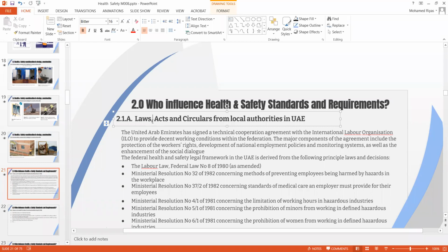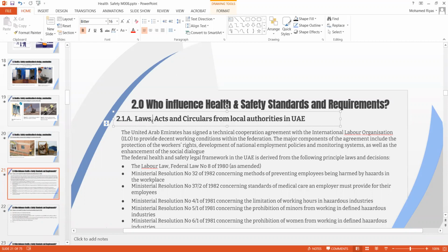And the fourth category who can influence the health and safety standard is the management of any company, including the CEO and promoters. So the company on its own can have safety standards and requirements. These are the four parties who can have influence on the health and safety standards and requirements.